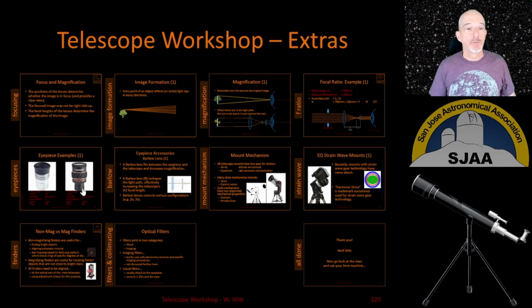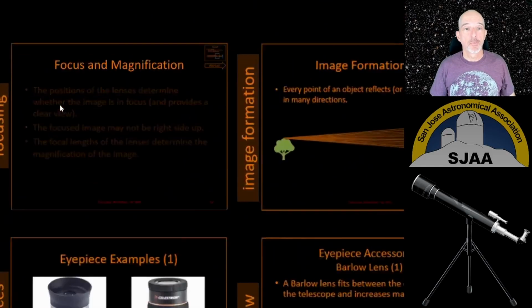Once we have that done, we will move on and talk about some more examples about eyepieces and Barlow lenses, then spend a little bit of time on a couple of concepts related to mount mechanisms, because you may run into those when you go mount shopping. And we will briefly mention a new technology that's come into the consumer market relatively recently called strain wave mounts. Then we will close it out by spending a couple minutes on finders and optical filters. With that, let's go ahead and jump in and talk about focus and magnification.